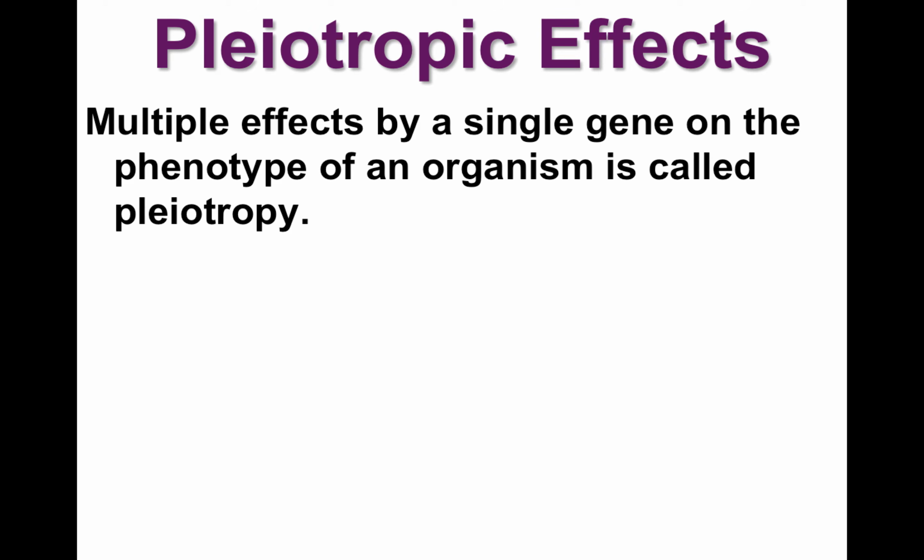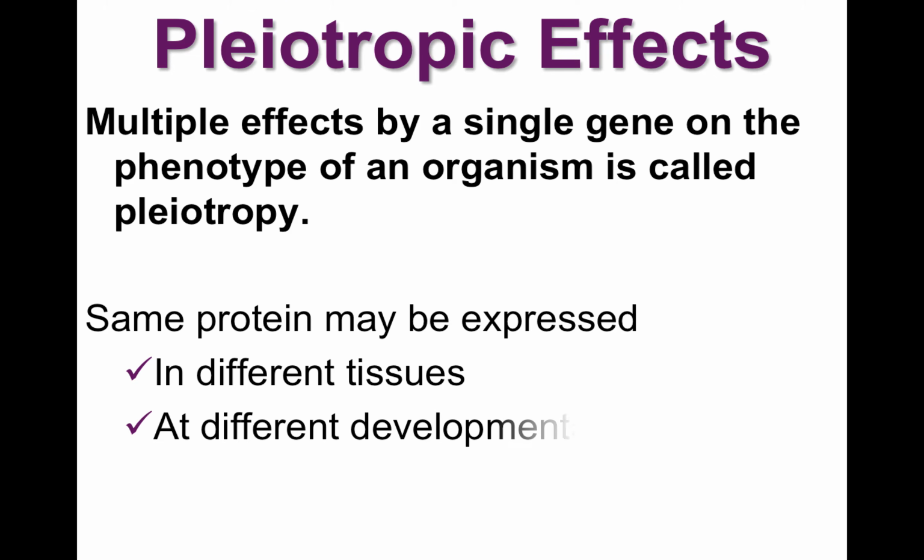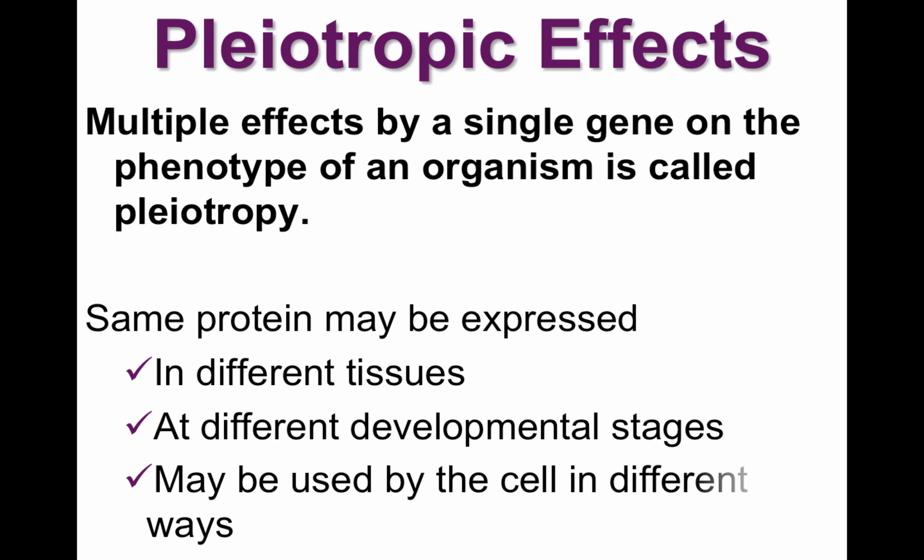Pleiotropic effects. When you have multiple effects by a single gene on the phenotype of an organism, it is called pleiotropy. When you have pleiotropic effects, it's usually because that same defective protein may be expressed in multiple tissues at different stages of development, and it may be used by the cell in different ways.